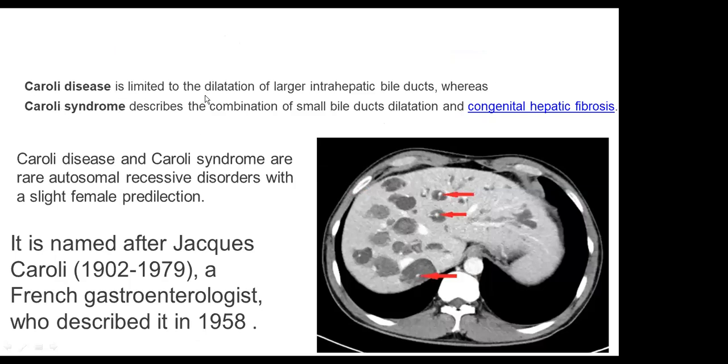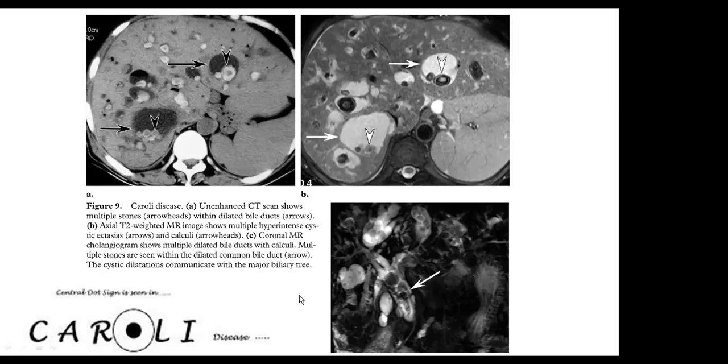So Caroli disease, as I said, is limited to dilatation of the larger intrahepatic bile ducts, while Caroli syndrome is a combination of small bile duct dilatation and congenital hepatic fibrosis. Both are rare autosomal recessive disorders with a slight female predominance, and they are named after Jacques Caroli, a French gastroenterologist who described it in 1958.